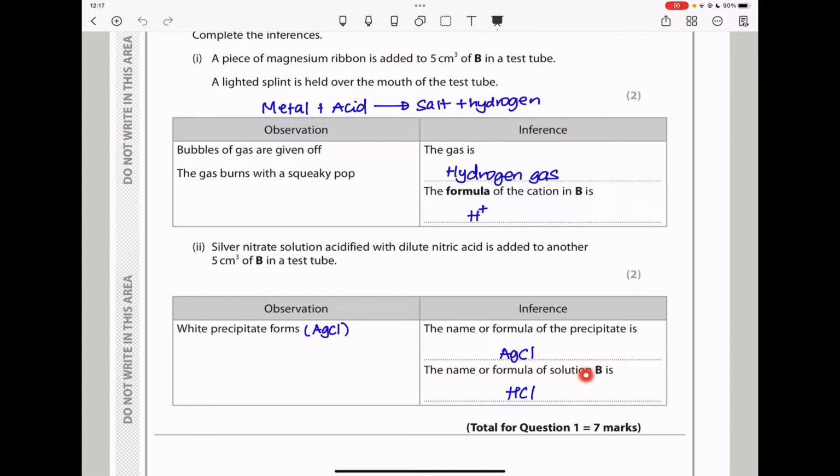And the name or formula for solution B, it should be HCl, because remember in solution B we observed the cation is H+, and we have observed the anion is Cl-, so it should be HCl. That is the acid that was added. So this brings us to the end of question 1. Let's continue to question 2.